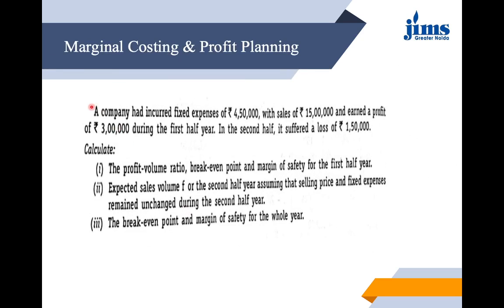See this question. A company had incurred fixed expenses of rupees 4,50,000 with sales of 15 lakh and earned a profit of rupees 3 lakh during the first half year. In the second half, it suffered a loss of rupees 1,50,000. So we need to calculate profit volume ratio, break even point, margin of safety for the first half year, expected sales volume for the second half year, assuming that selling prices and fixed expenses remain unchanged during the second half year. And at the third point, we need to calculate break even point and margin of safety for the whole year.